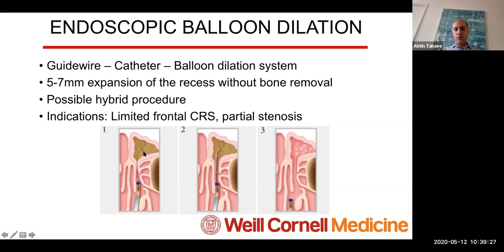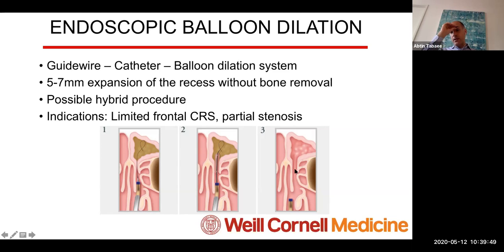We all know how the balloon concept works, but just to quickly review, a guide wire is passed through the natural recess. The catheter is placed over the guide wire, it's placed in the frontal recess. The balloon is expanded. You typically get somewhere between 5 to 7 millimeters of expansion. These cells are not necessarily removed. They're just pushed out a little bit to give a widening of the frontal recess.